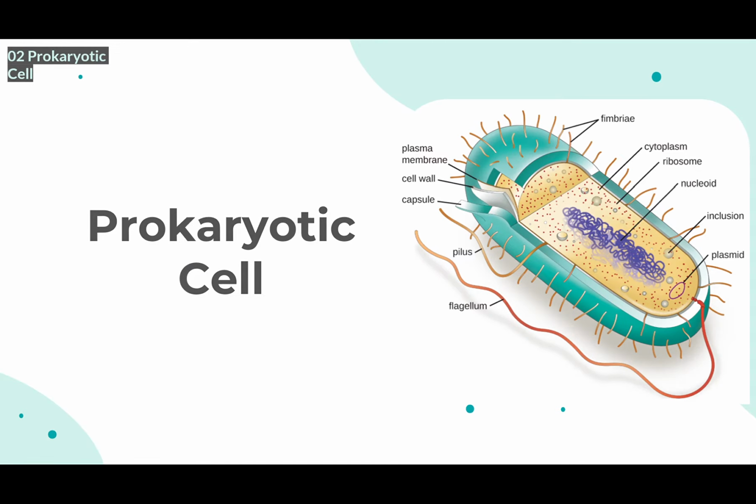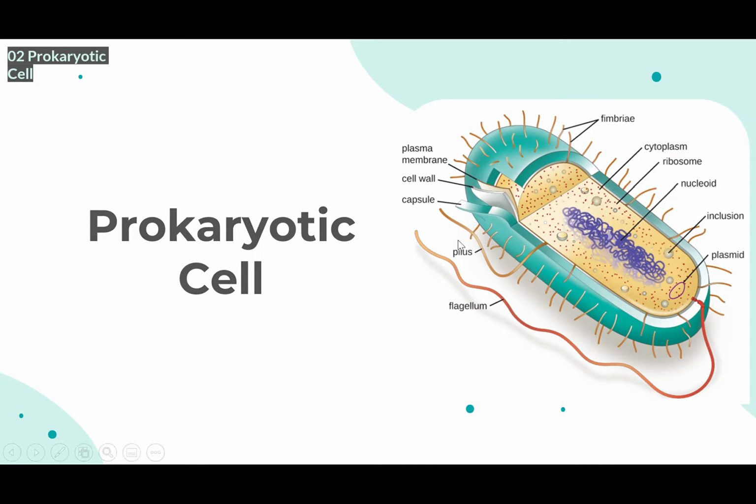Moving on, on the right hand side you can see a prokaryotic cell with things like the plasmid that you can see inside down here. And the plasmid can contain additional small circles of DNA. It replicates independently and it may pass from one cell to the other.